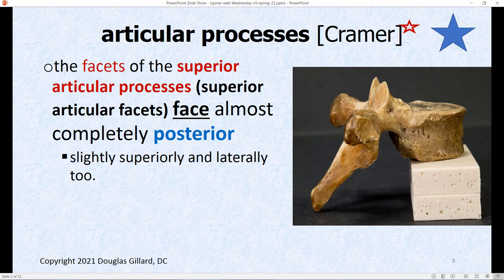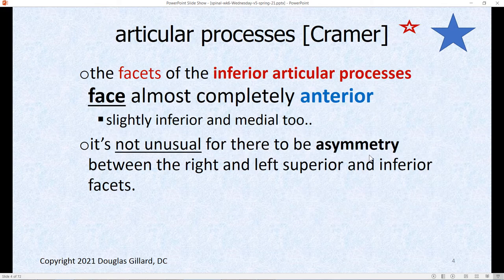So basically the facets face posteriorly on the superarticular facets. So the facets of the superarticular process face superiorly, and the facets of the inferior articular process, which you can't really see that good, they're on the other side, but they face more anteriorly. So make sure you know that, because that'll be on my test too. All right, facets of the inferior articular process face almost completely anteriorly. And it's not unusual for them to be a little asymmetric. One may be a little more lateral facing and one may be more straight anterior facing.